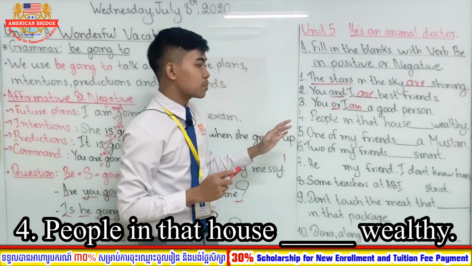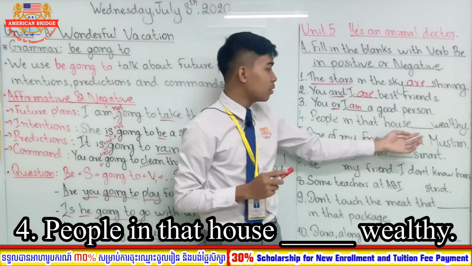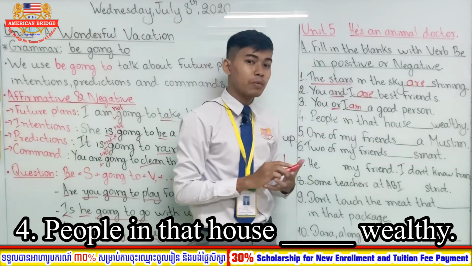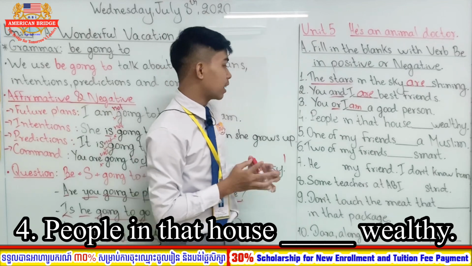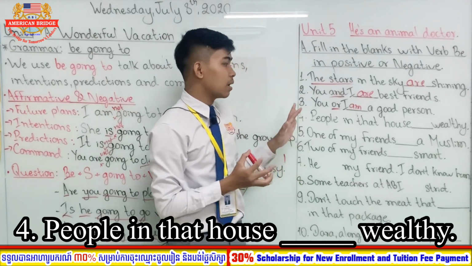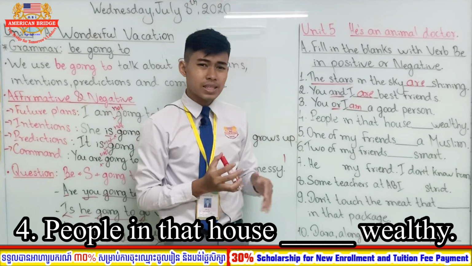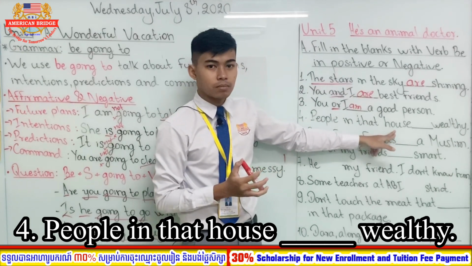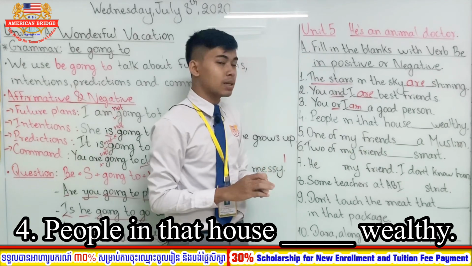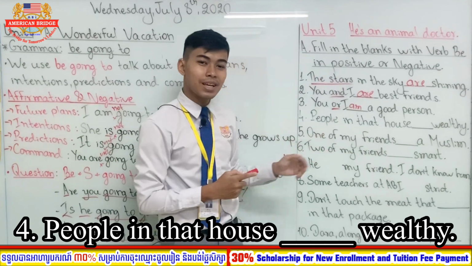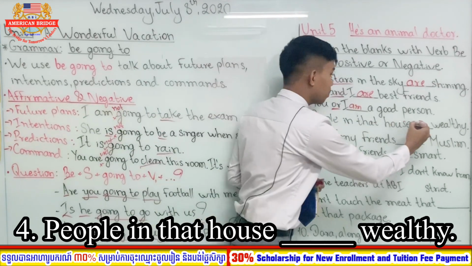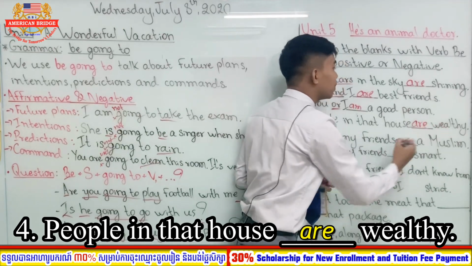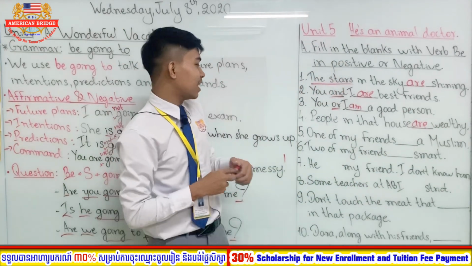People in that house blah blah blah wealthy. You know, wealthy means very rich. Okay, so people in that house blah blah blah wealthy. So what is the subject? Is it people or is it house? People in that house, so the subject is people. So people here is singular or plural? Plural. If it is plural, "are". Let's go to number 5.